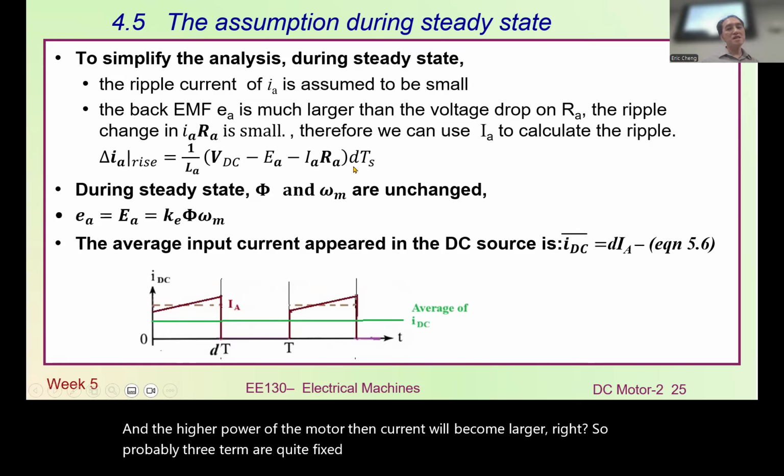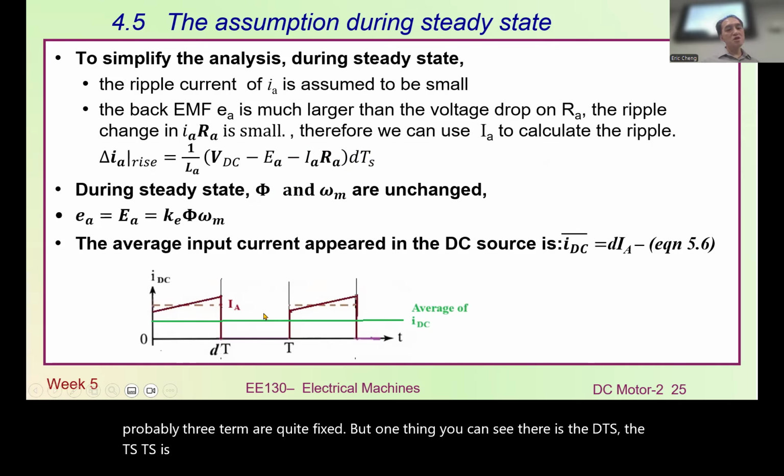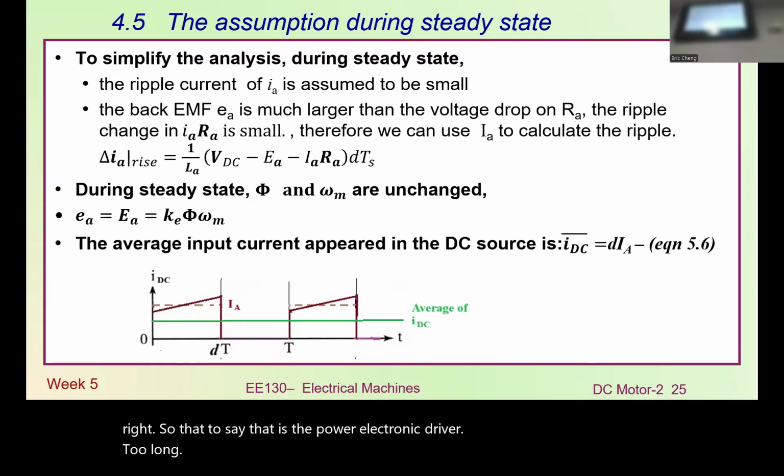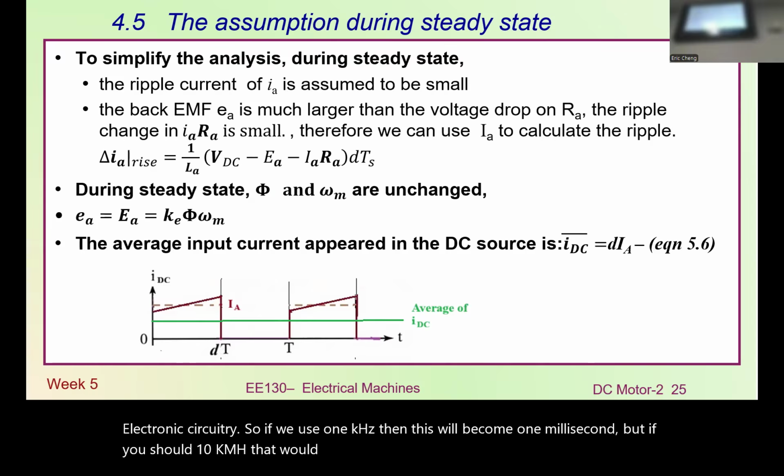But one thing you can see there is the DTS, the TS. TS is the switching frequency here. That is the frequency we are talking about, right? That is the power electronic driver to your electronic circuitry. So if we use 1 kilohertz, then this will become 1 millisecond. But if you use 10 kilohertz, that will become 0.1 millisecond.